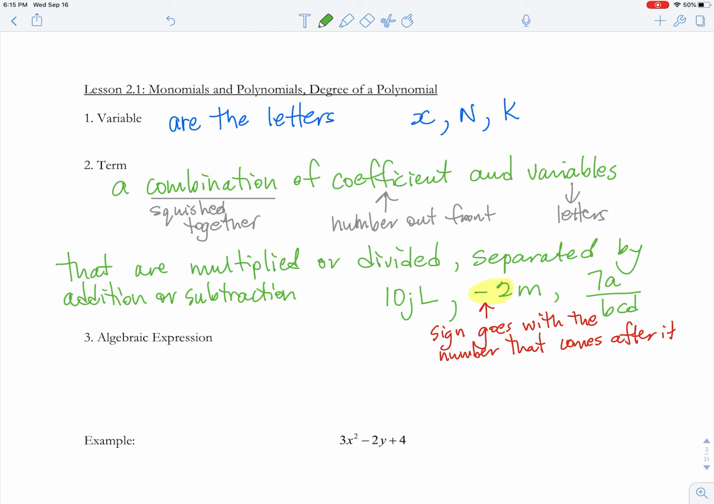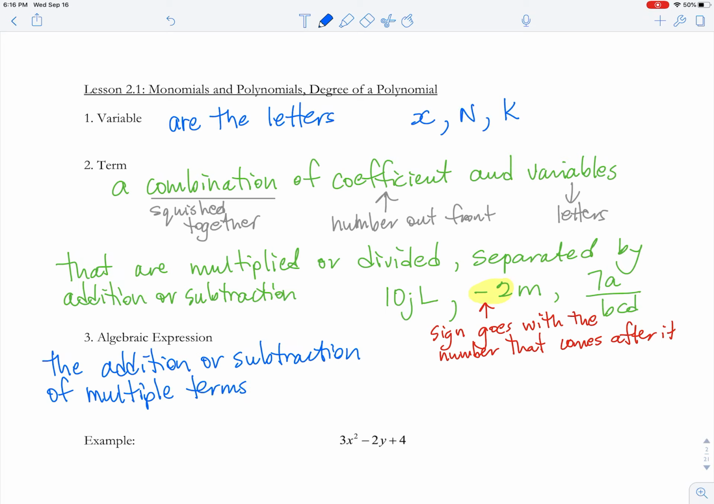An algebraic expression is the addition or subtraction of multiple terms. So an example of that could be what's shown directly below there, that 3x squared minus 2y plus 10. That's one.